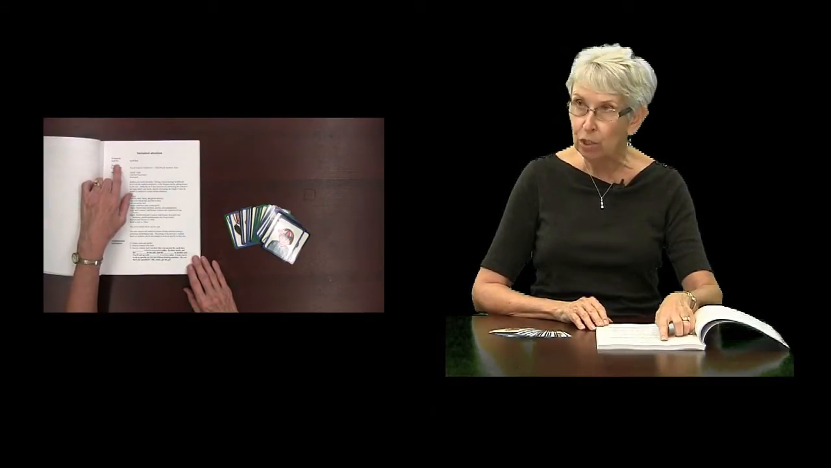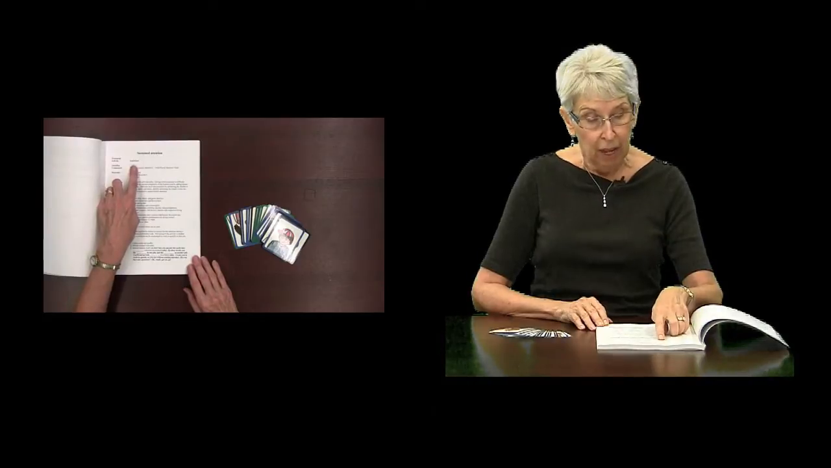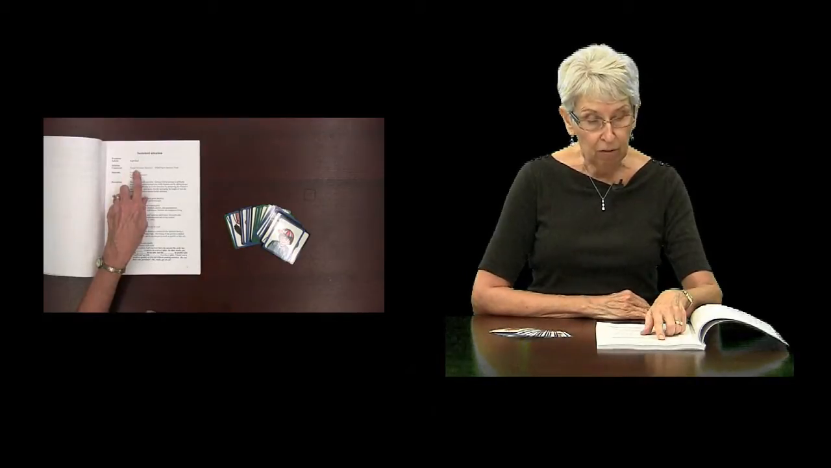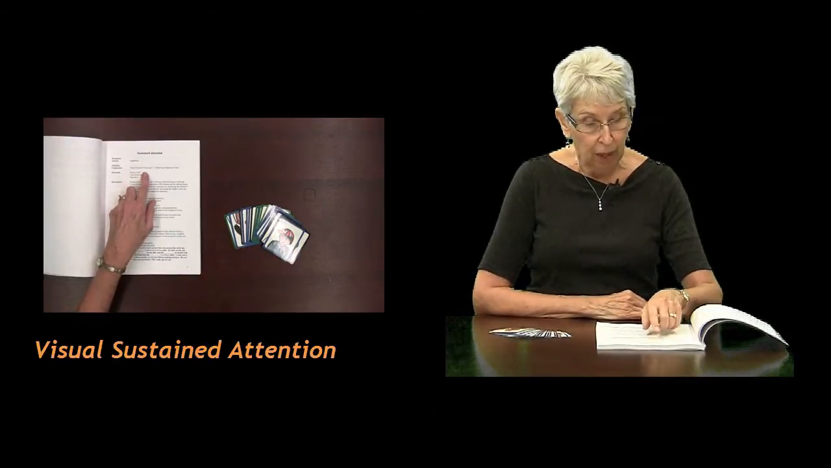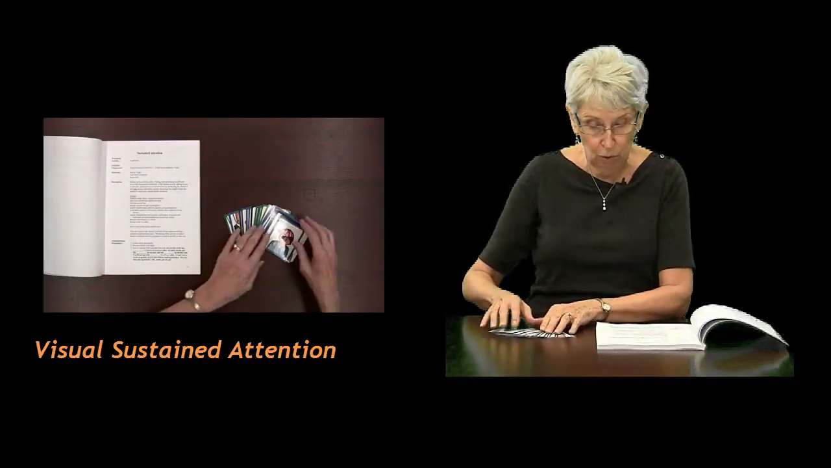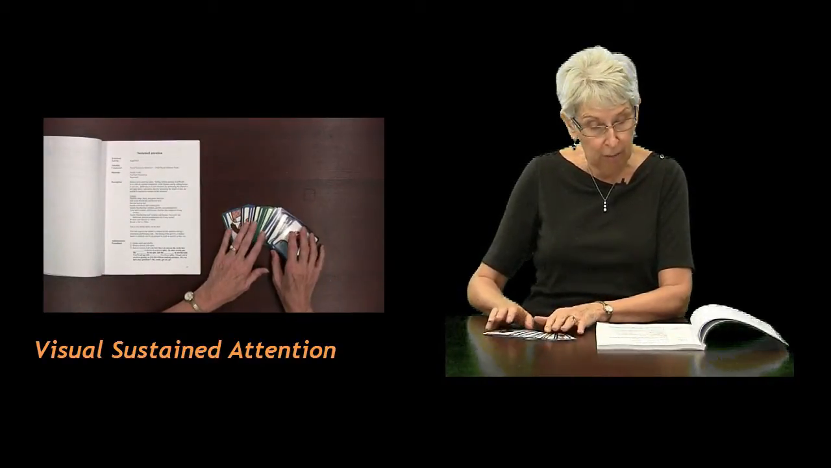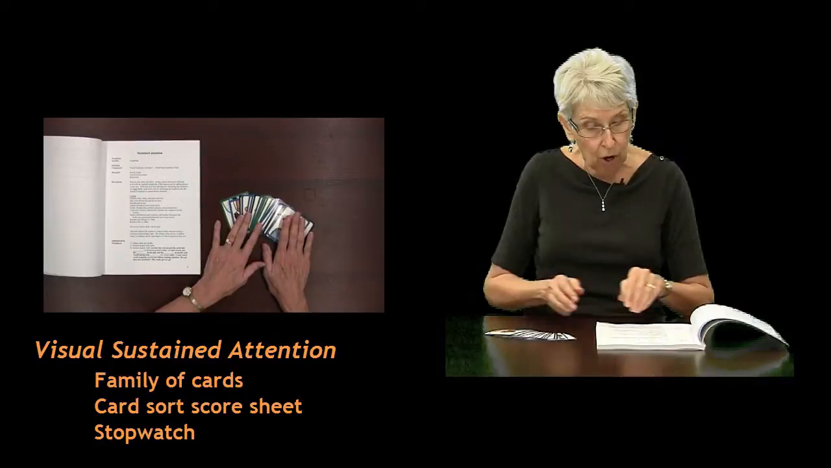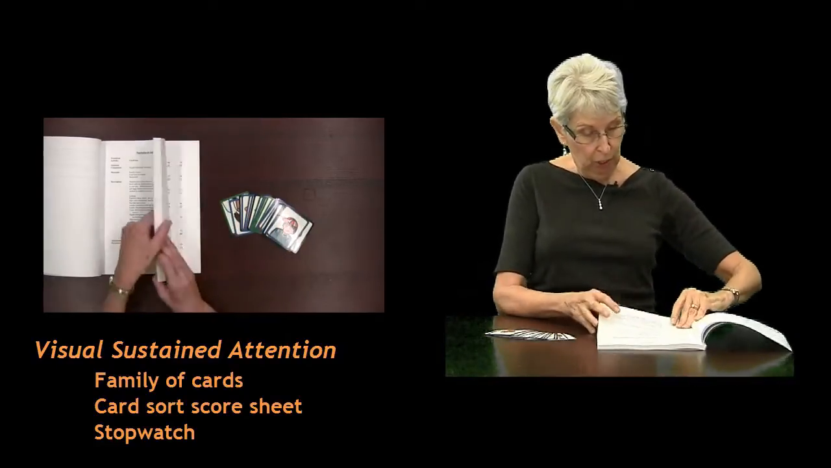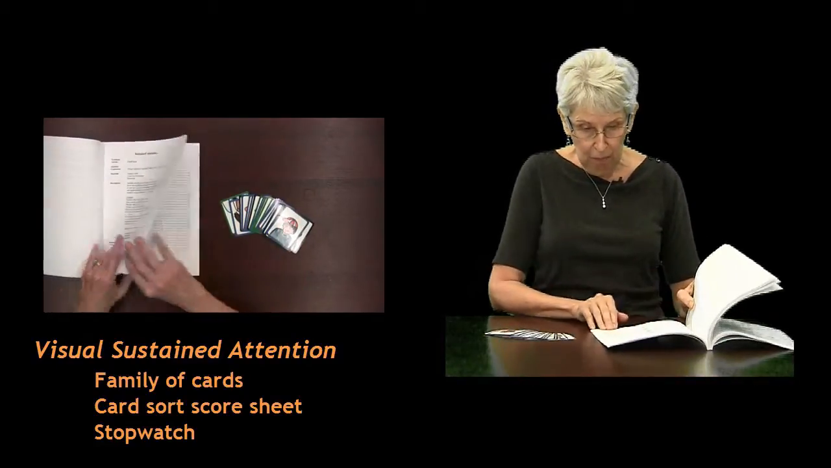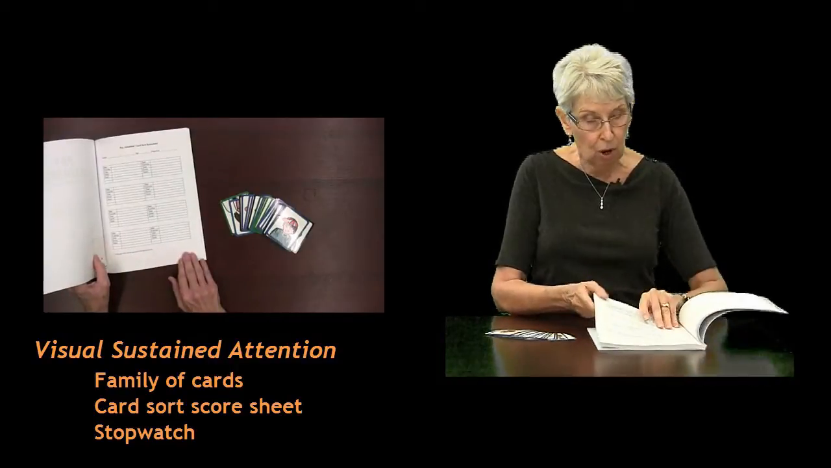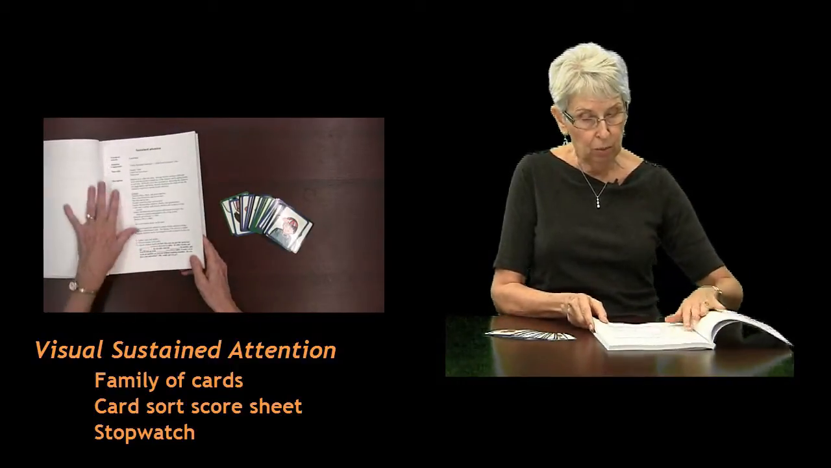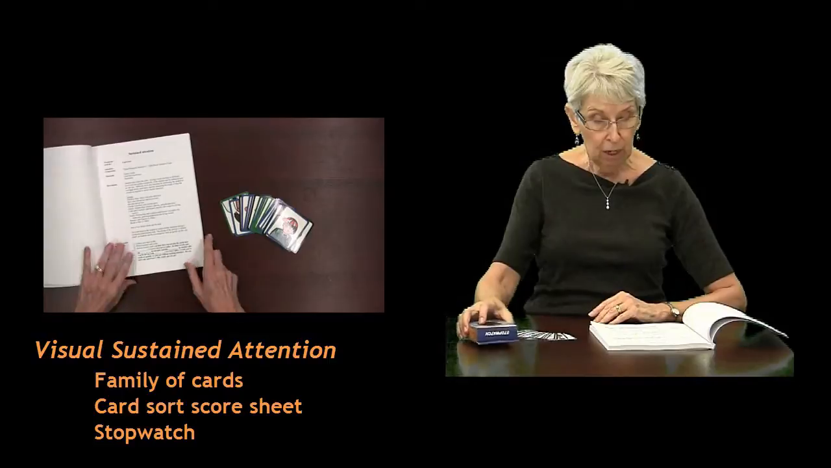So in this case, we're going to do a card sort activity. And the manual tells you what attention component this addresses. So in this case, we're going to be looking at visual sustained attention. And it tells me what I need to use for this activity. I need the family of cards. I'm going to need the card sort score sheet, which is right in the manual on page 63 and also on your CD, which you can print out. And I'm going to need a stopwatch.